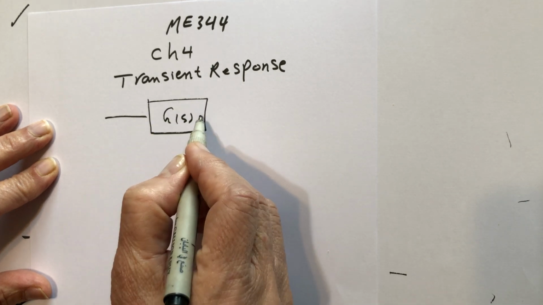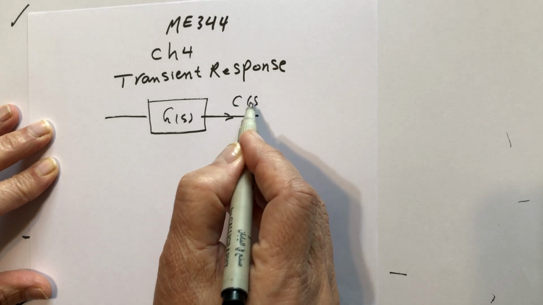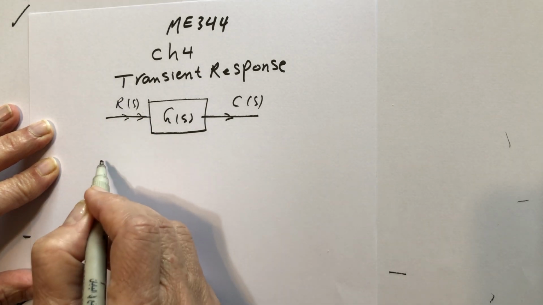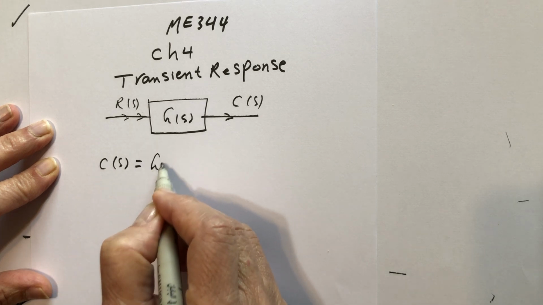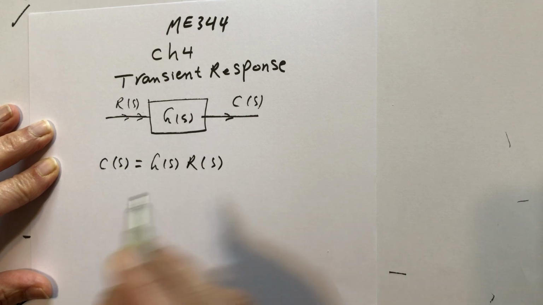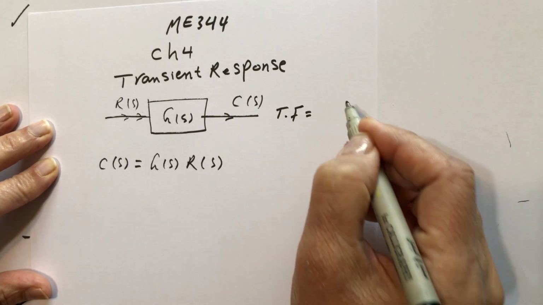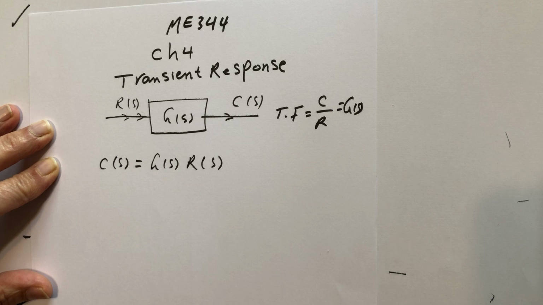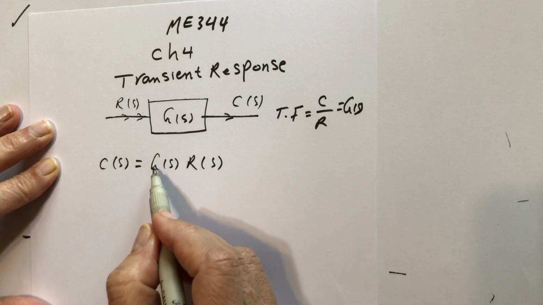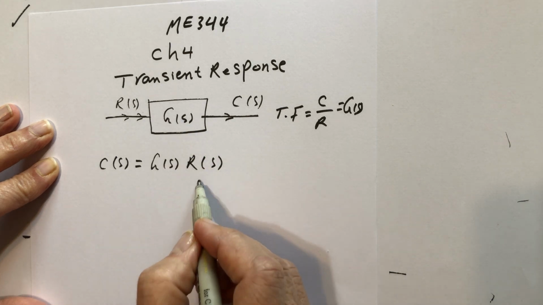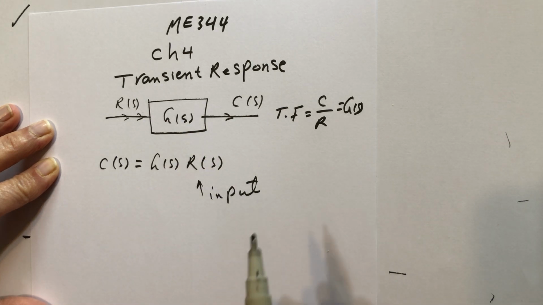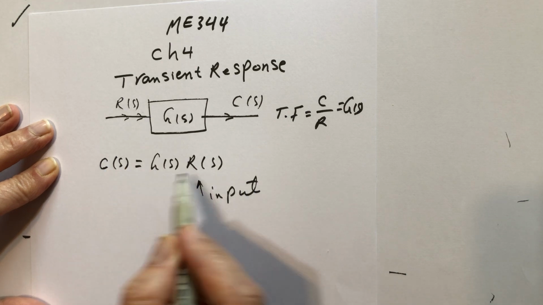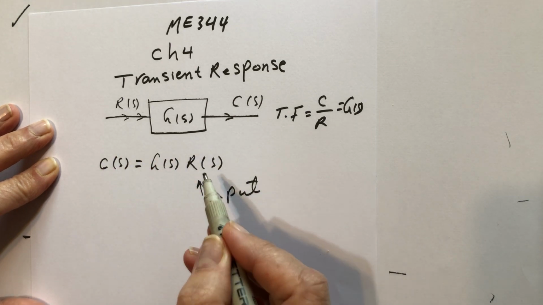وهاي بي ترانسفير فانكشن G of S، وهاي الاوتبوت عندي C of S، والانبوت عندنا هنا R of S. وأنا أعرف أنه بهالحالة C of S يساوي G of S R of S، وهنا للترانسفير فانكشن تساوي C على R ويساوي G of S. فطبعا هاي تكون معلومة G of S of a system اللي هي البارامتر of the system، وهاي الانبوت. Now if the input is known, then the output is the inverse Laplace transform.